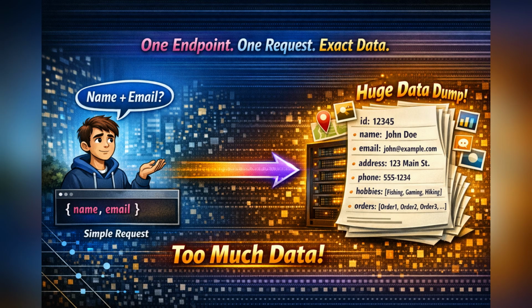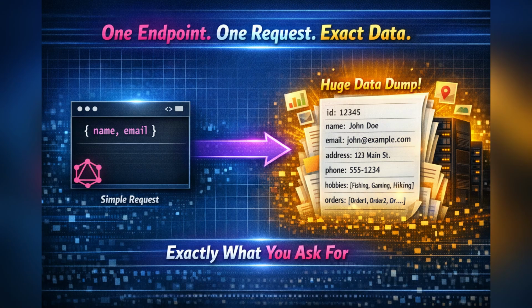Now, while REST is simple and widely used, it has limitations. Sometimes it sends more data than you need. This is called overfetching. Other times, you don't get enough data and need multiple requests. Both cases can slow down your app and waste resources. GraphQL solves this problem in a completely different way. Instead of relying on multiple endpoints, you send a single query describing exactly what data you want. For example, you can request only a user's name and email, nothing more, nothing less. The server responds with precisely that data.